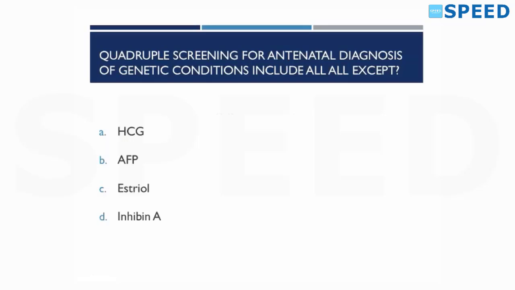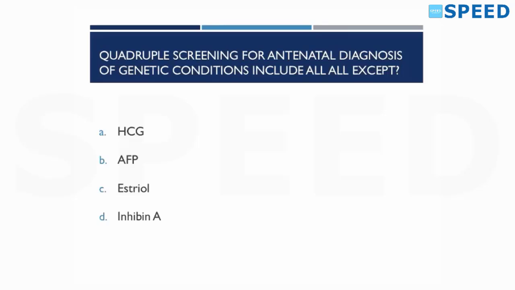So here the question is regarding the quadruple screening for antenatal diagnosis of genetic condition, which includes all except. As the name itself indicates, quadruple screening means there are four things tested in this particular screening technique, where an alteration in the values of these will result in some abnormal genetic condition which can be predicted accordingly. So it may be aneuploidy like trisomy 18 or trisomy 21, or any other aneuploidy related genetic condition.